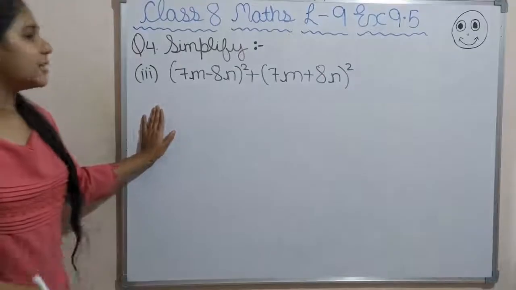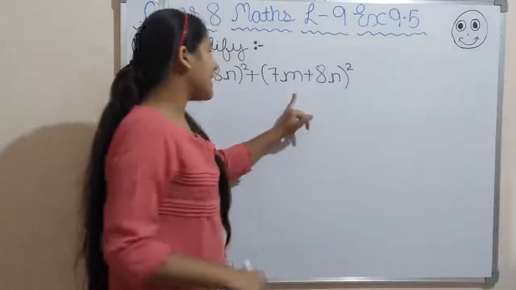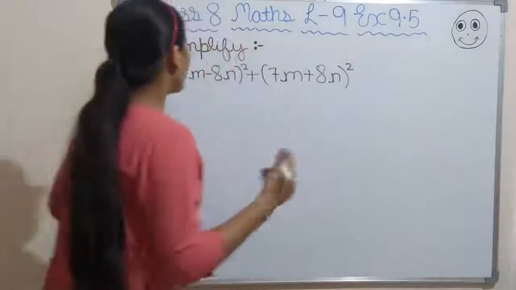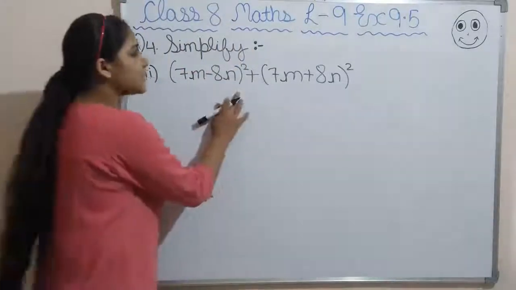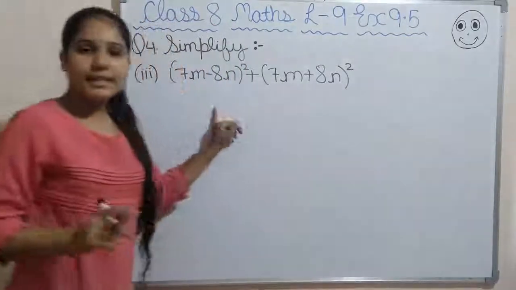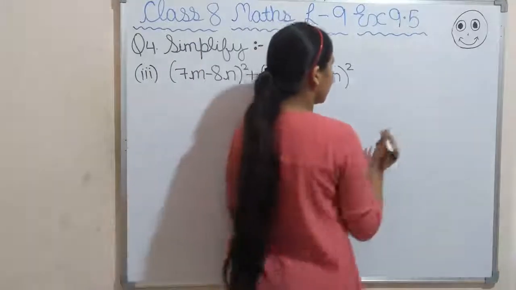Yes, so this is the third part. The third part is (7m minus 8n) whole square plus (7m plus 8n) whole square. So here also we are going to use two properties again. Here minus and here plus: in minus the second identity, and in plus the first one. So let's write both identities here.